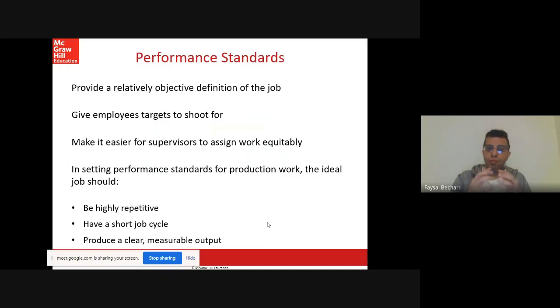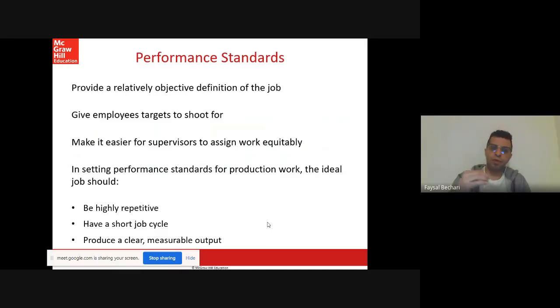Now, the performance standards usually is to provide a relatively objective definition of the job. So you put the performance and you put a standard, indicators, units, and you put a benchmark, and then you count against it. You see how this person is producing against the benchmark, and there is a way of calculating it.